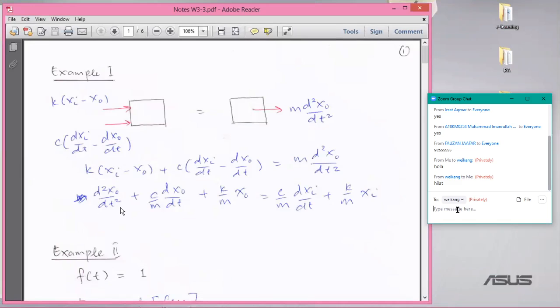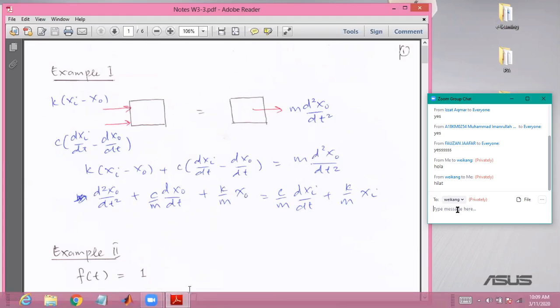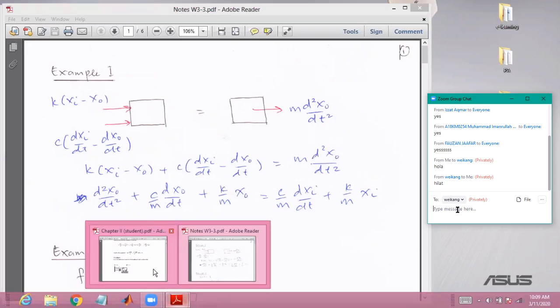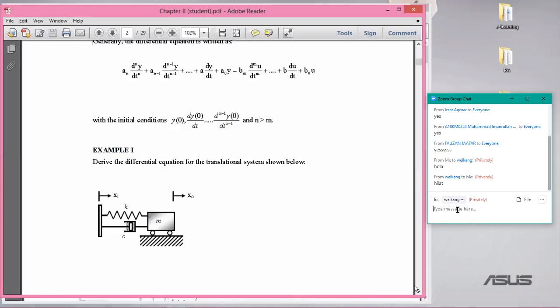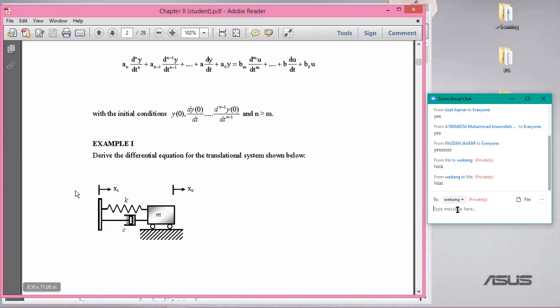Okay, so this is a second order differential equation with constant coefficient, and then depending on what type of input, you're going to have a different response. So here we can imagine that. Now imagine that we give a certain input here. So this is the input variable, which is xi. This is the output variable xo.